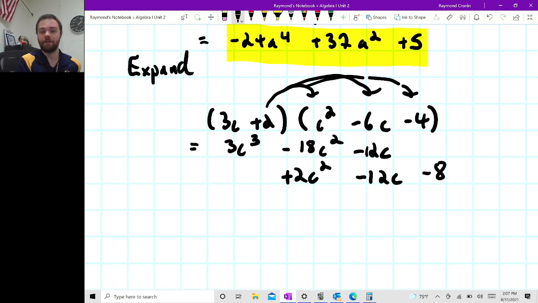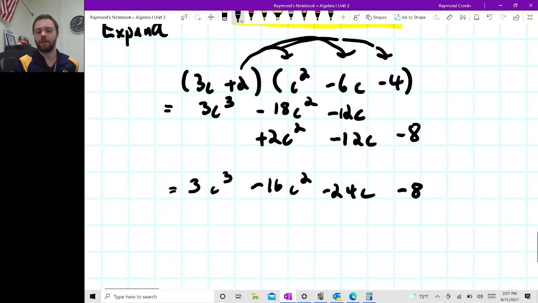So now I want to add these across. So 3c cubed doesn't have a like term, so I'm going to bring it down. So I've got 3c cubed. Negative 18 plus 2 is going to be negative 16c squared. Negative 12 minus 12 is going to be negative 24c. And then minus 8. And that is it.